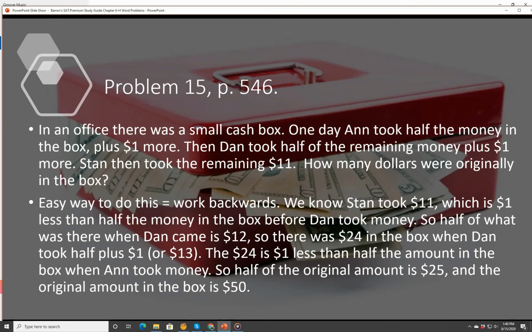We know that Stan took $11, and we know that it's $1 less than half the money in the box before Dan came and took money. So half of what was there when Dan came is $12, so it would have to be $24 before Dan took any of the money. So that's 24 when Dan took half plus 1, which would be 13. So the 24 is $1 less than half the amount in the box when Ann took the money. So half the original amount is 25, and the original amount in the box is $50.